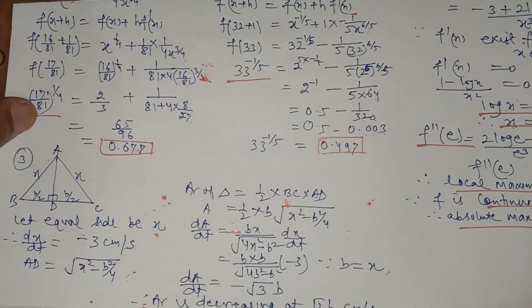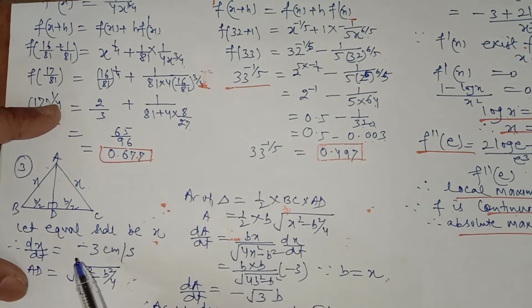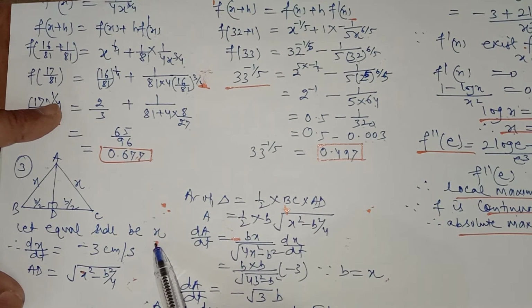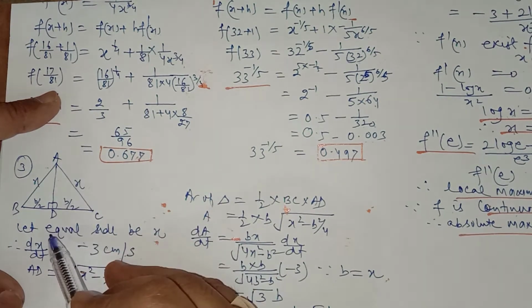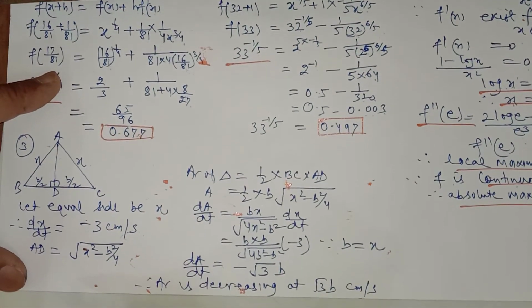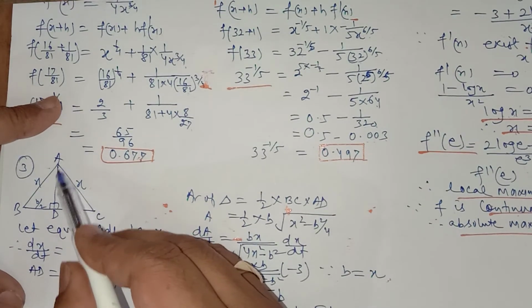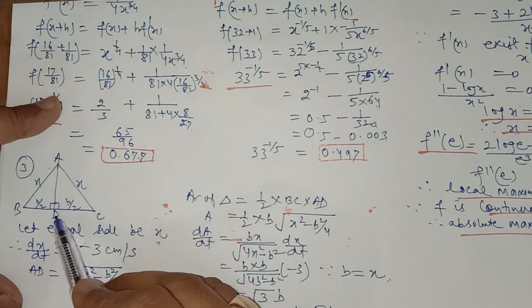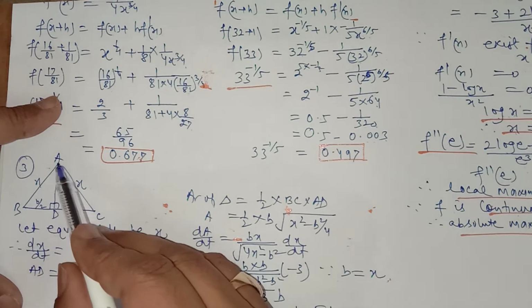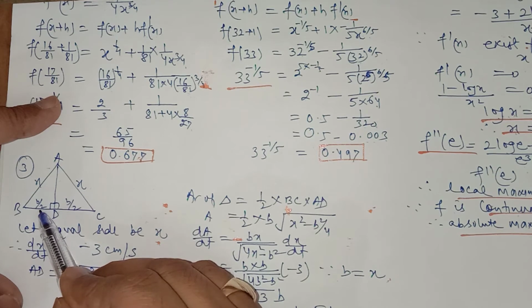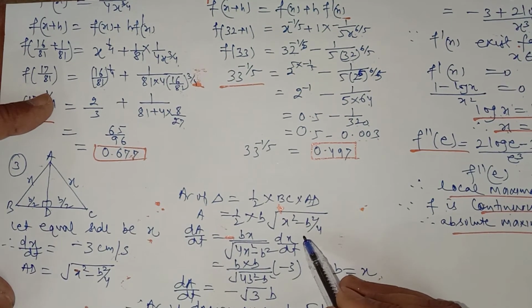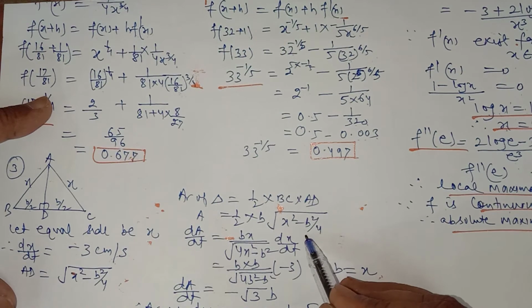Now in question number 3, it is given that there is an isosceles triangle with equal side as x, which is decreasing at a rate of 3 centimeter per second. That is why I have taken it as minus 3 centimeter per second. Now it is given as a fixed base. Now you have to find its area, and prove that it is decreasing. So draw perpendicular on it, and you can find easily the height of this triangle by using the Pythagoras. AD will be under root x square minus (b upon 2) whole square. This is the height of this isosceles triangle.